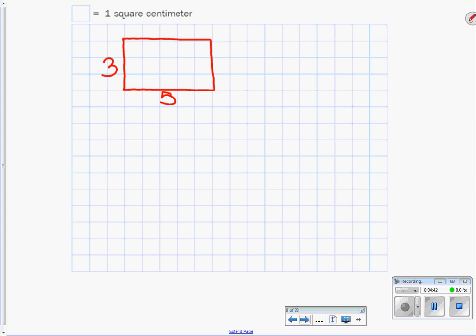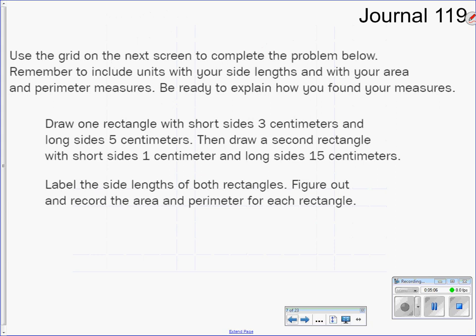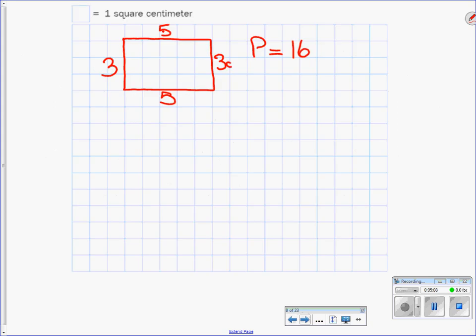So if I were going to look for the perimeter of that, I would need to know that this is 3 and this is 5. And for perimeter, I'm just going to add them up. 5 plus 5 is 10, plus 3 plus 3 is 6, so 10 plus 6 is 16. So my perimeter is 16. Okay, it said centimeters, so I needed to make sure what my unit was. So we have to put our unit on here: 16 centimeters.